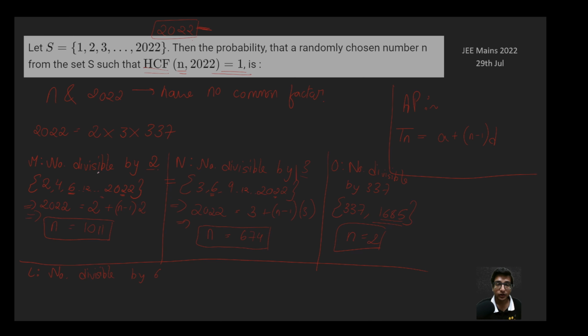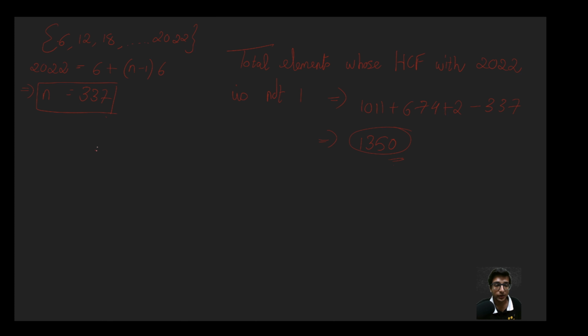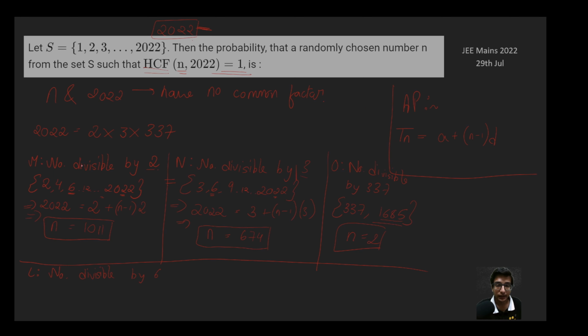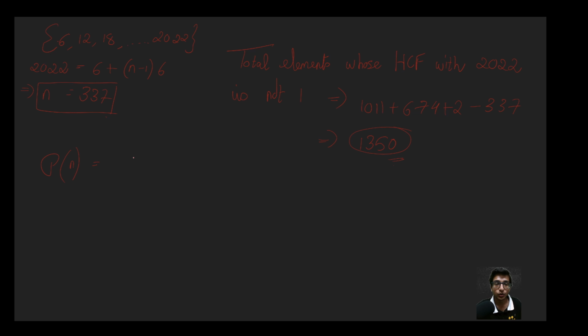Now we have to find out the elements that if taken HCF with 2022 would give us 1. So that would be 2022 minus 1350. And so let us directly find the probability instead. So if I was to find out the probability of a randomly chosen number n, so that the HCF with 2022 is 1, that means how many elements are favorable numbers are 2022 minus 1350 upon 2022.